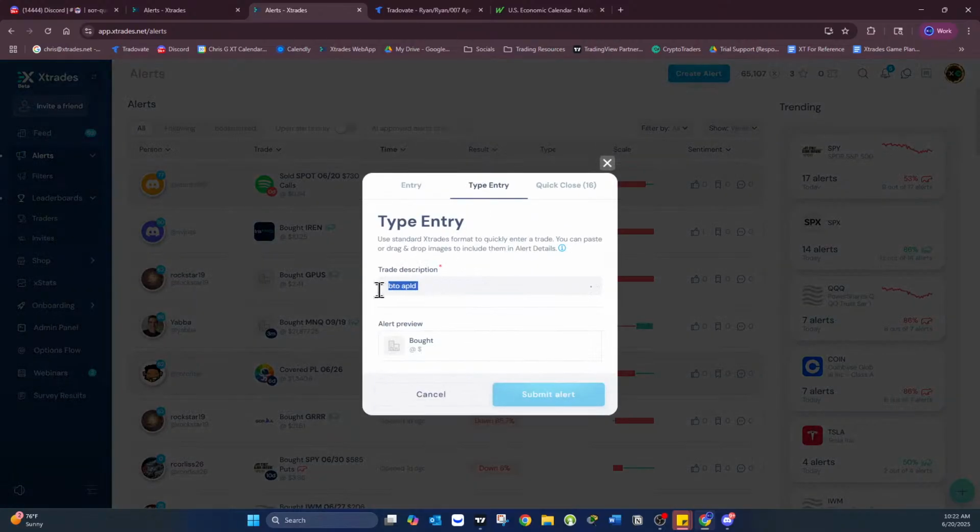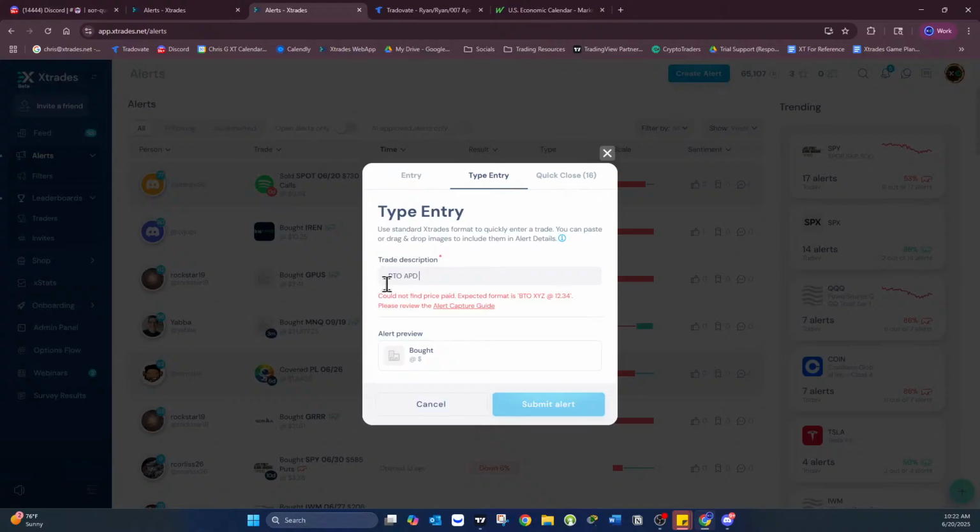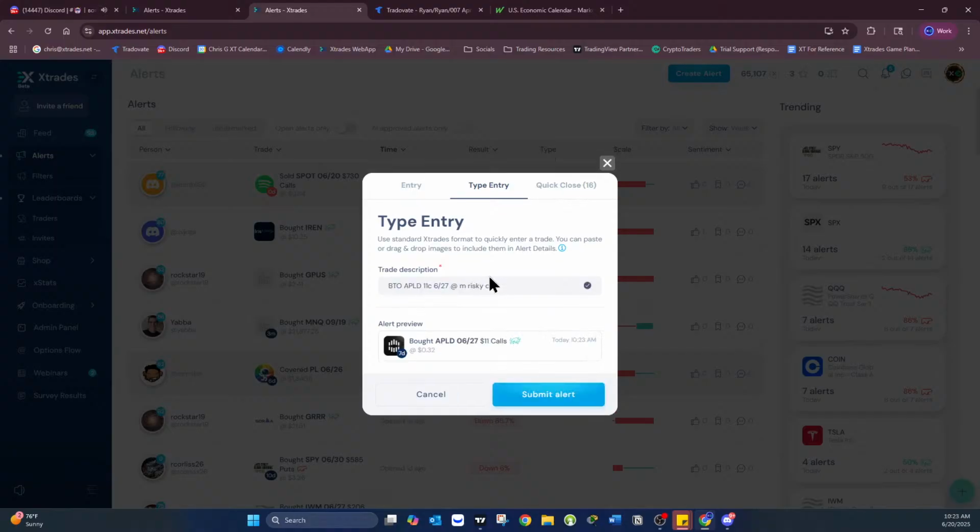BTO, APLD. So this is how you alert a trade, guys. I could alert it on Discord or on the app. Either one, it works. You guys will see it. $11 call, 627. This is very high risk. I don't recommend it for the faint of heart. Risky starter, because I might add to this contract if we dump a little bit more. Risky starter. This might be a day trade if we start to pump upwards.